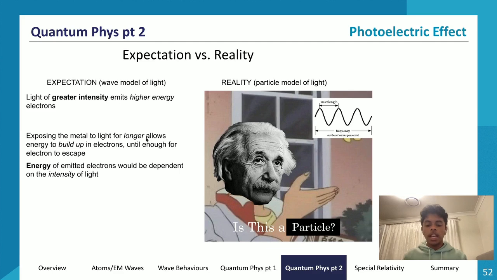if they don't have enough energy to be absorbed by the electron to cause the electron to leave, then it just won't work, right? Because it's an all or nothing principle. It can't absorb parts of the photons to keep making the electron leave. It either absorbs everything and leaves, or it doesn't absorb it at all and it doesn't leave. The next part is that the energy of emitted electrons would be dependent on the intensity of light.